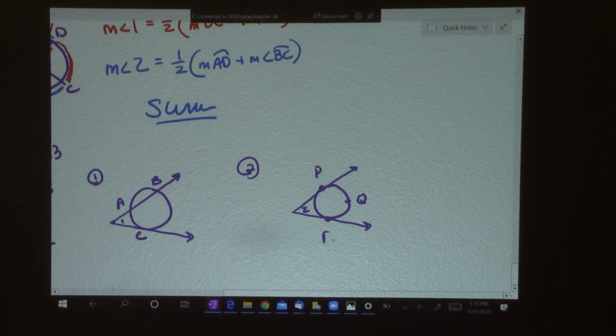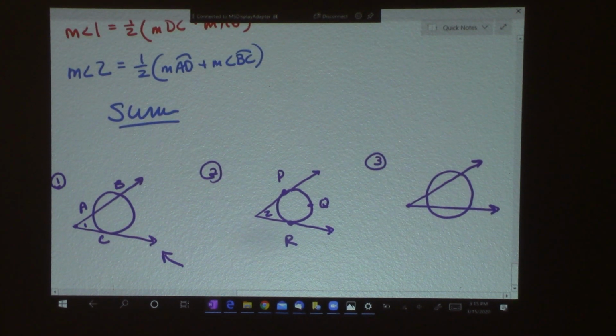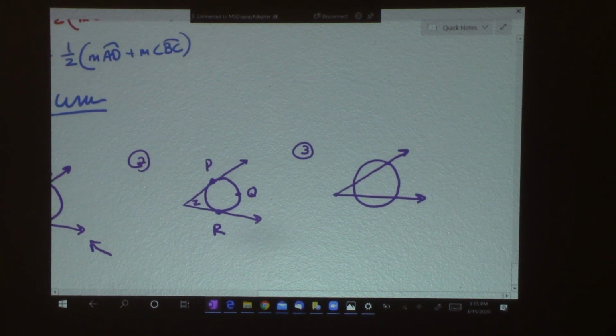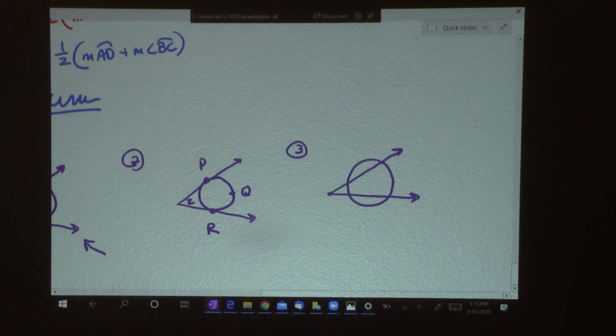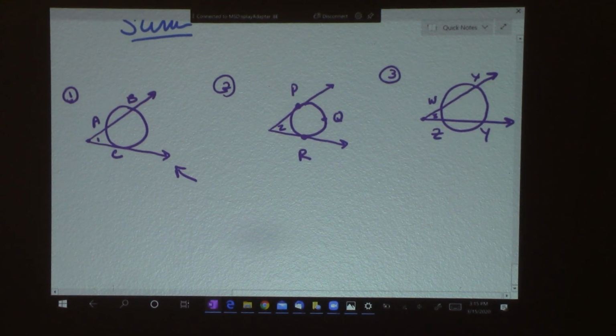Whereas the last time we just had one. Over here we had one tangent line, and this goes through as a secant. Here we have two tangents, and the third situation is when we have a circle and both segments cut through the circle. So we have one cutting through, none cutting through but tangent, and then both cutting through. So this is WX with 3, Z, and Y. So those are our three situations, and each time we have a different formula depending on the picture.